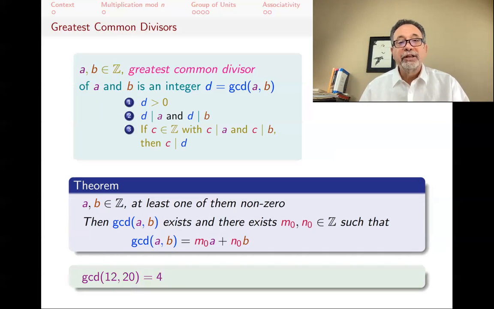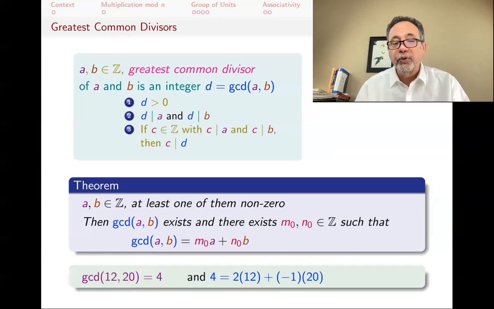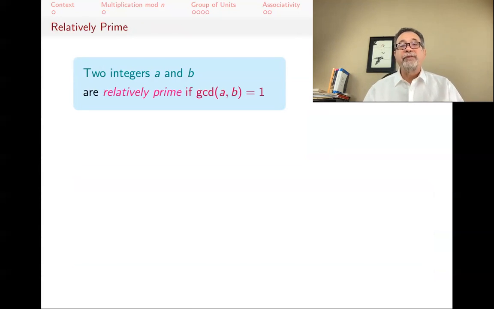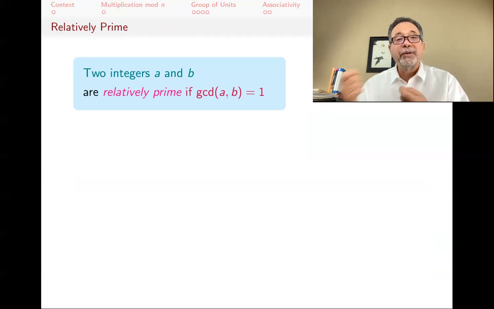An example: the greatest common divisor of 12 and 20 is 4. 4 is the biggest divisor that divides both of them, satisfies our definition of greatest common divisor, and you can write 4 as an integer linear combination. I never said that the integers have to be positive. 2 times 12 plus minus 1 times 20 gives you 4. This is a super useful fact, the fact that you can take a greatest common divisor and write it as a linear combination. Two integers A and B are called relatively prime if their greatest common divisor is 1. In particular, that means that you can write some integer linear combination of them equal to 1.